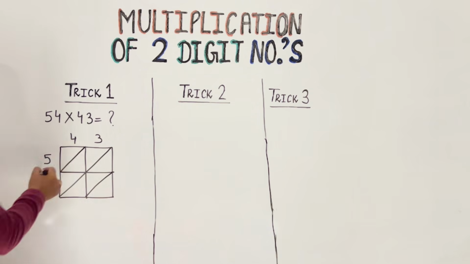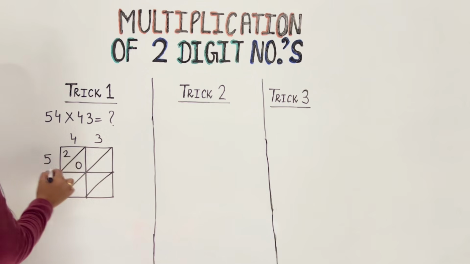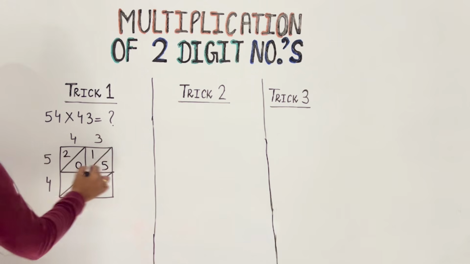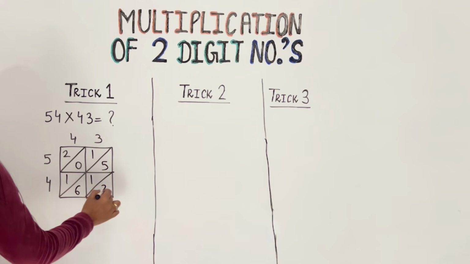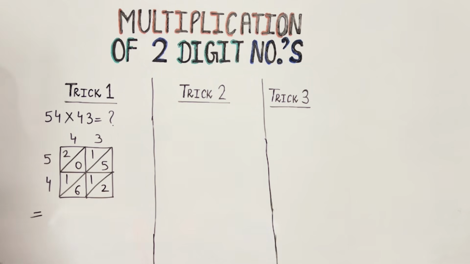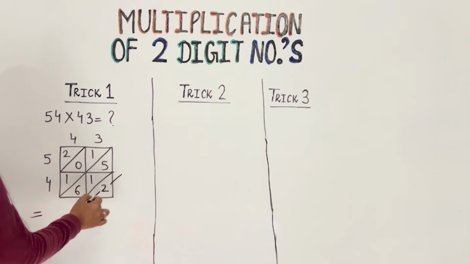Now, what is 5 times 4? It's 20. What is 5 times 3? It's 15. What is 4 times 4? It's 16. And what is 4 times 3? It's 12. To get the final answer, you have to add diagonally.